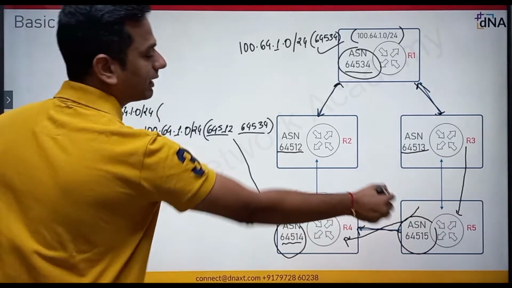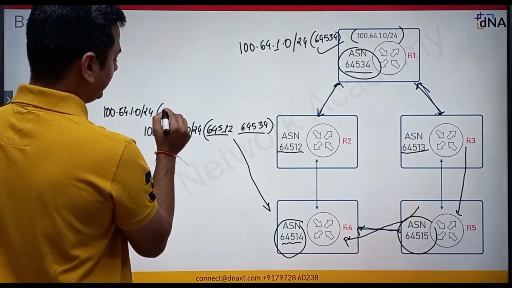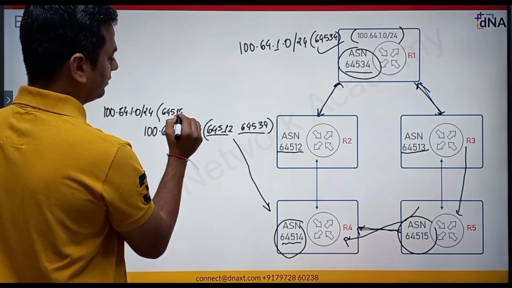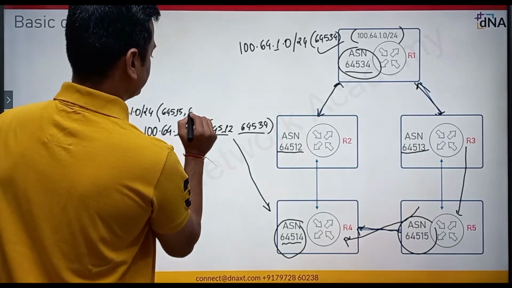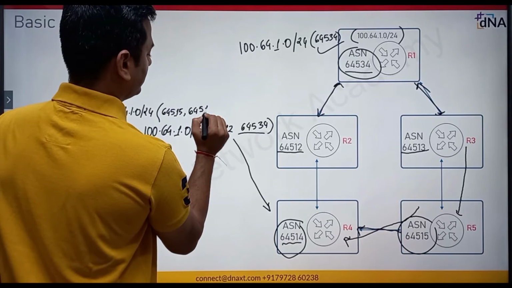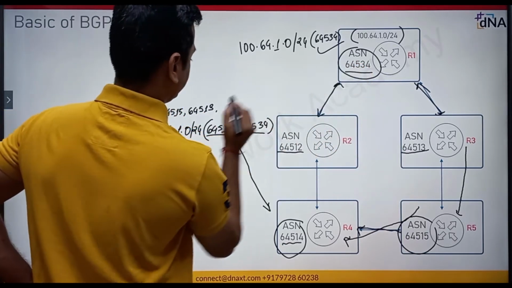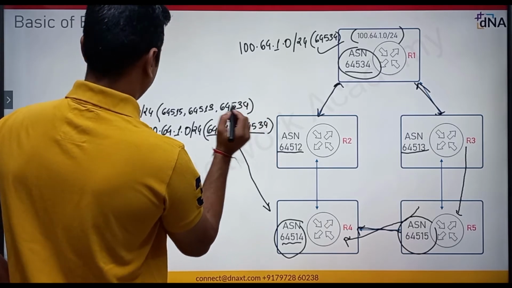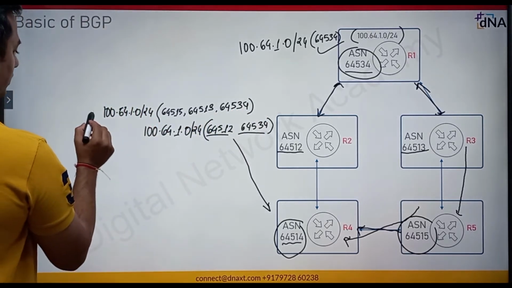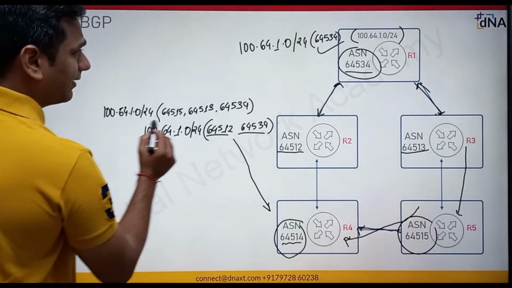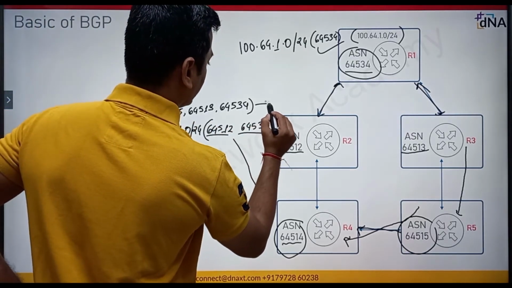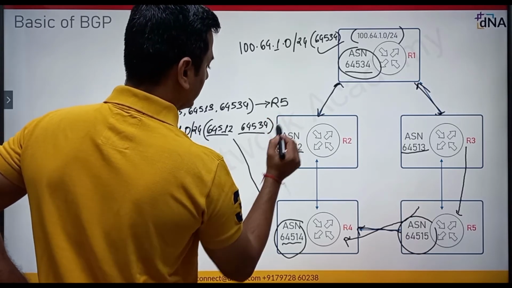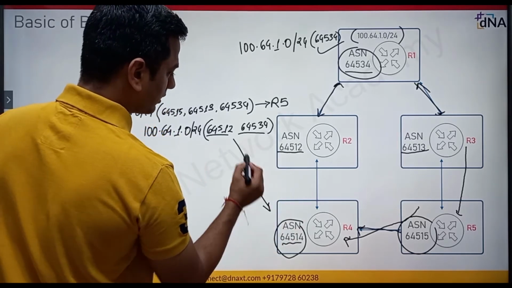100.64.1.0/24. So my neighbor R5 appends its AS number 64515. Next AS 64513, and this is 64534. Okay, no problem.